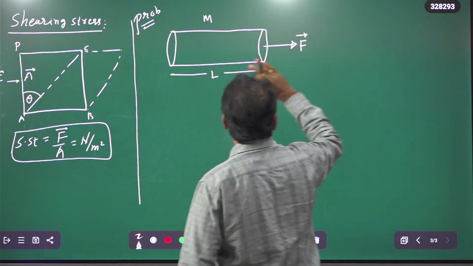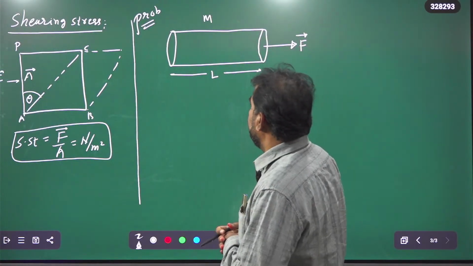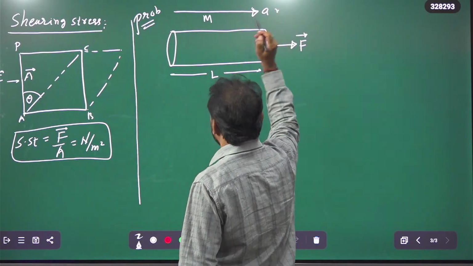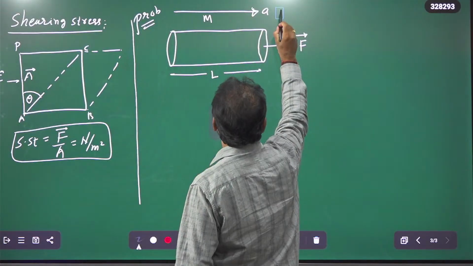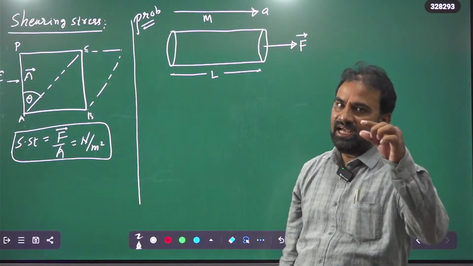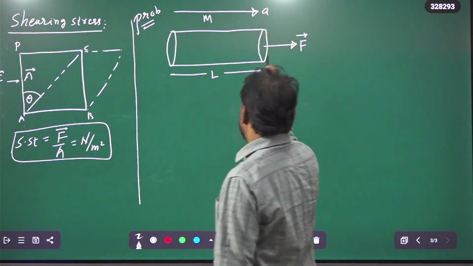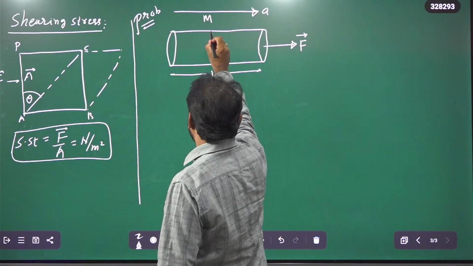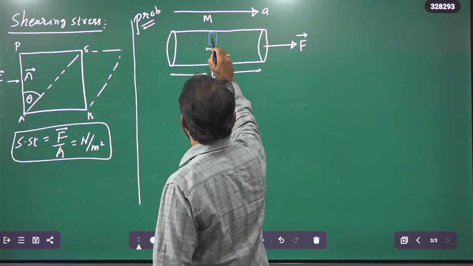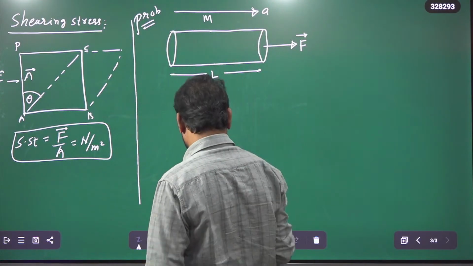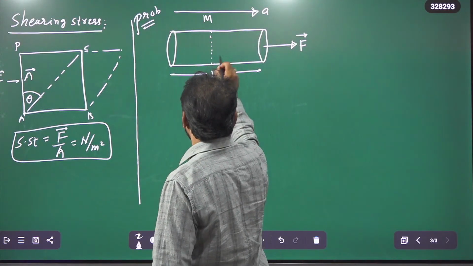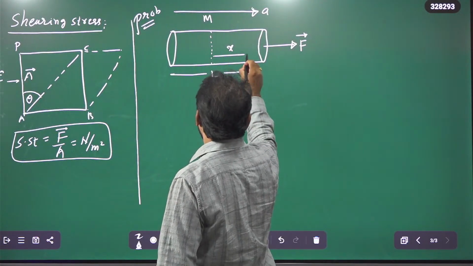Then, when I had applied a force of F Newton on the object, it is accelerating with an acceleration A. Then calculate the stress at a distance of x at this point. Let's say this is. Then calculate stress at a distance of x from the applied force.